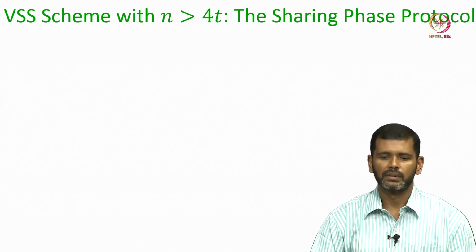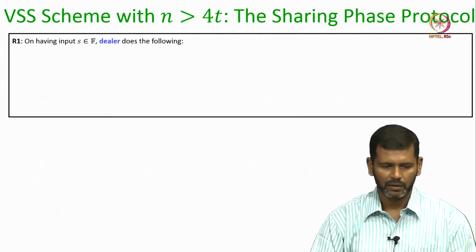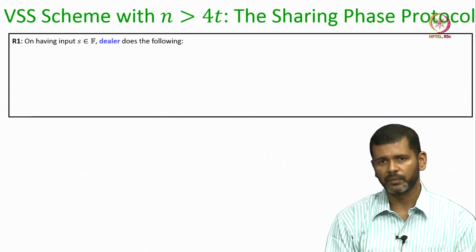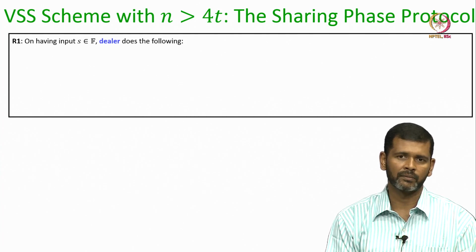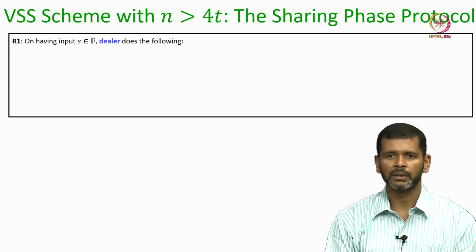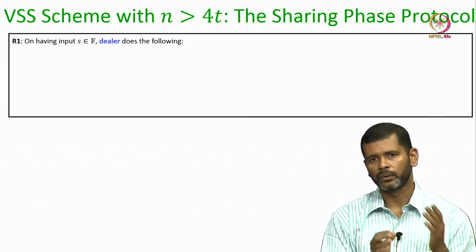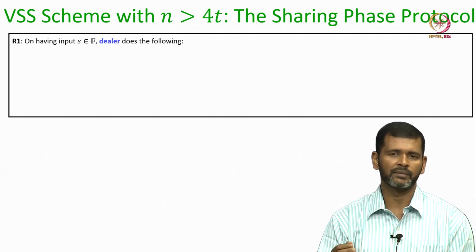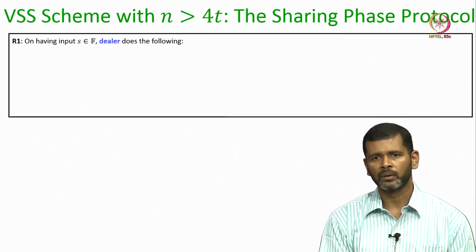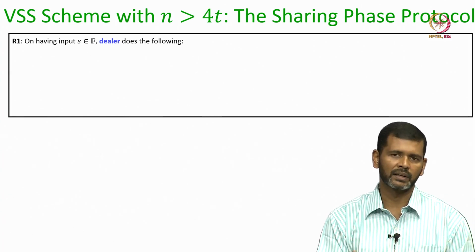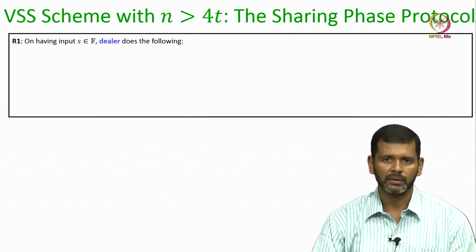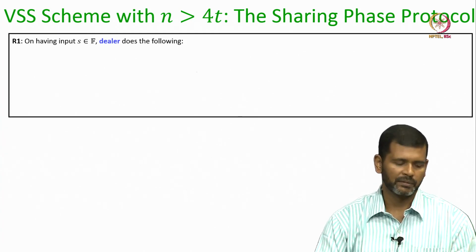So, let us start with the sharing phase protocol. Most of the steps of the sharing phase protocol remain the same as they were for the previous VSS scheme, where the dealer embeds its secret in a random bivariate polynomial, and then it distributes the row and column polynomials to individual parties, and then the parties interact and verify whether the row and column polynomials of all honest parties lie on a single t degree bivariate polynomial. But now the steps become simpler compared to the previous VSS scheme.